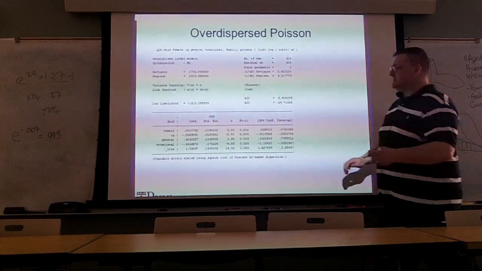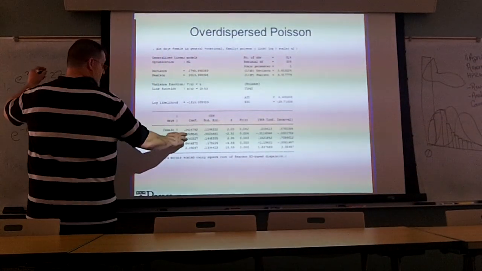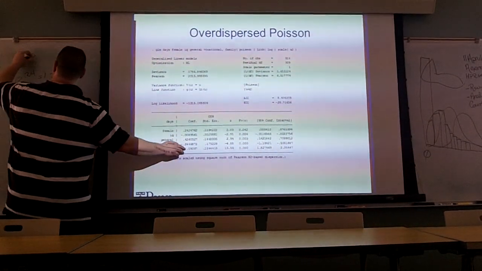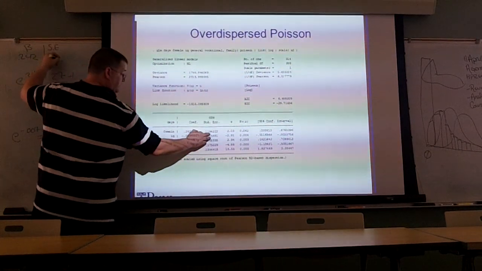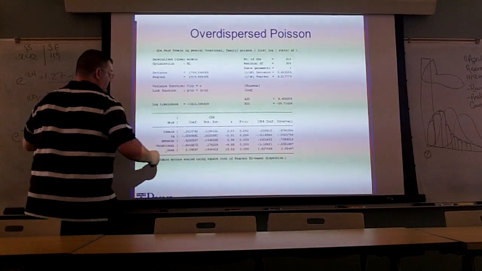So let's write this down for a second. For female, we had 0.242 as our beta, and the standard error is going to be 0.119.